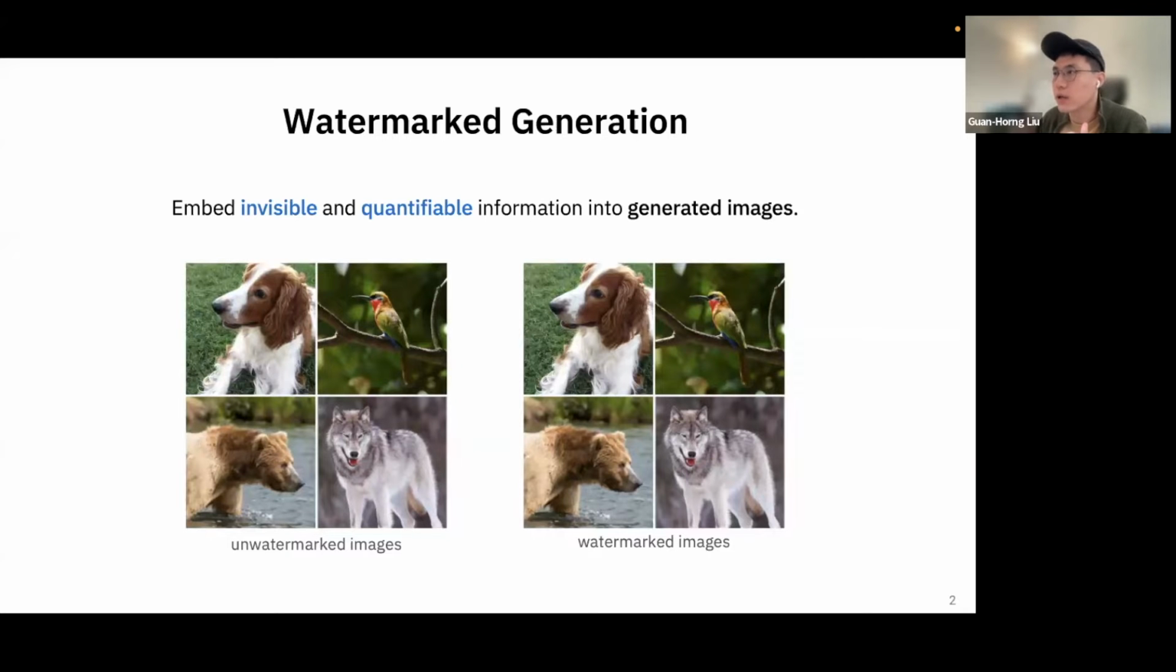So watermark is a technique that aims to embed undetectable information into generated content in order to prevent unethical usage and also to ensure copyright protection. And given that generative models have become more and more popular, watermark generation has also become an important research topic. There are two key properties that a watermark needs to satisfy. First is, of course, it has to be as invisible as possible, such as the image on the right-hand side. And secondly, the watermark also needs to be quantifiable for detection purposes.